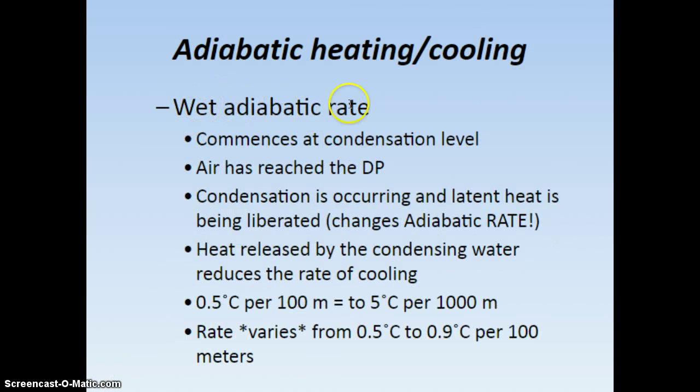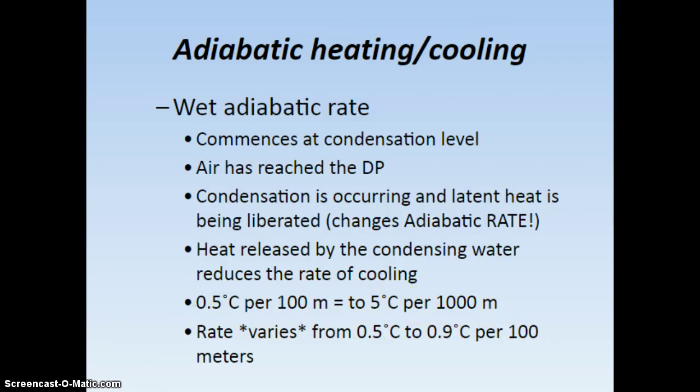Here we have the wet adiabatic rate. This is going to commence at the condensation level, or cloud line, where air has reached the dew point. Condensation is occurring and latent heat is being liberated. This changes the adiabatic rate. Heat is released by the condensing water, reduces the rate of cooling. 0.5 degrees C per 100 meters, which is the same as 5 degrees C per 1,000 meters. And the rate can vary a little bit, but we're going to stick with this value right here.